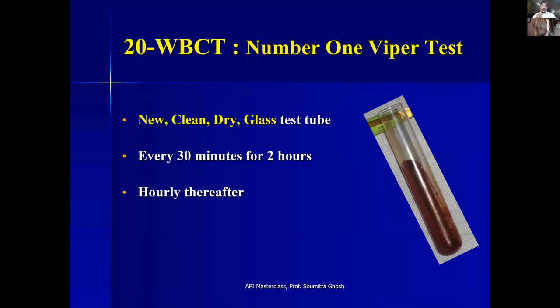It should be a new one. It should not be a used one, because the coagulation proteins, the fibrins, will only be attached to this glass tube when it is a clean, new, dry glass test tube. It should not be a fiber test tube, because in hospitals, sometimes these fiber test tubes are available, which are sometimes overused before, and may not be dry. So these are the four adjectives which I have to qualify for putting the 20 minutes whole blood clotting test: new, clean, dry, and glass test tube. So every 30 minutes for the first 2 hours, and then hourly thereafter.